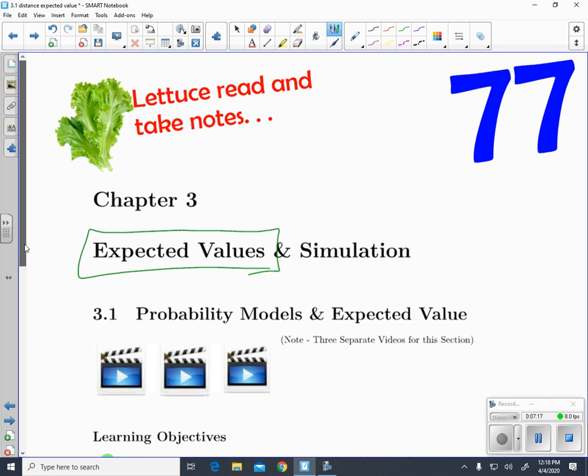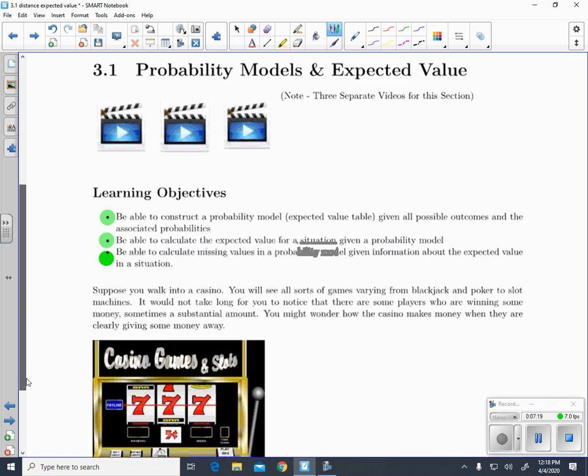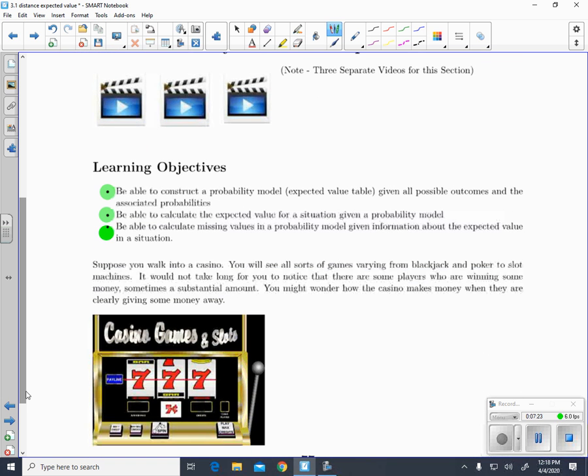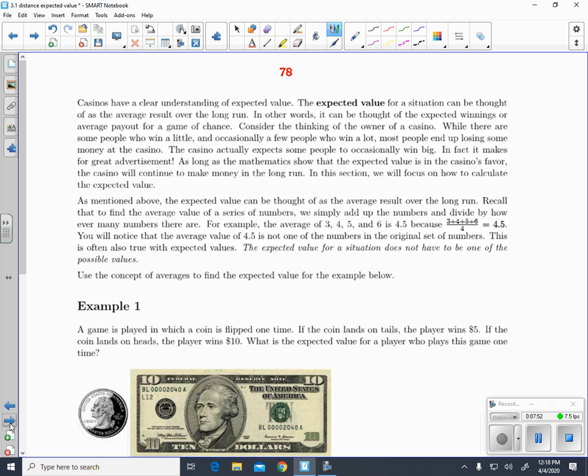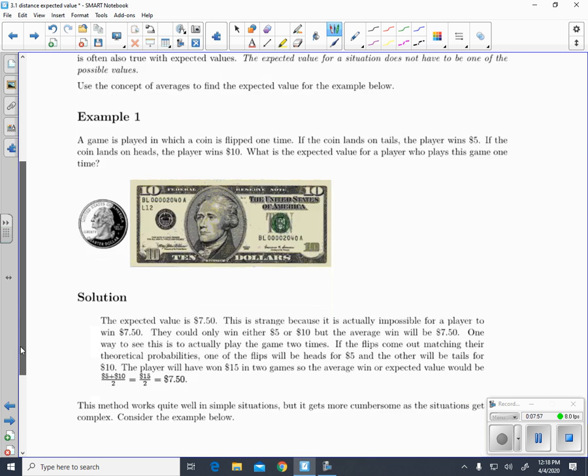And if you're on page 77 of your online text, there's 3 objectives. Here's the first one: be able to construct a probability model. And all that means is organize yourself in a table and then perform the analysis. Secondly, be able to calculate the expected value. And then the third objective is maybe the most difficult part, and that is to be able to calculate missing values in the model.